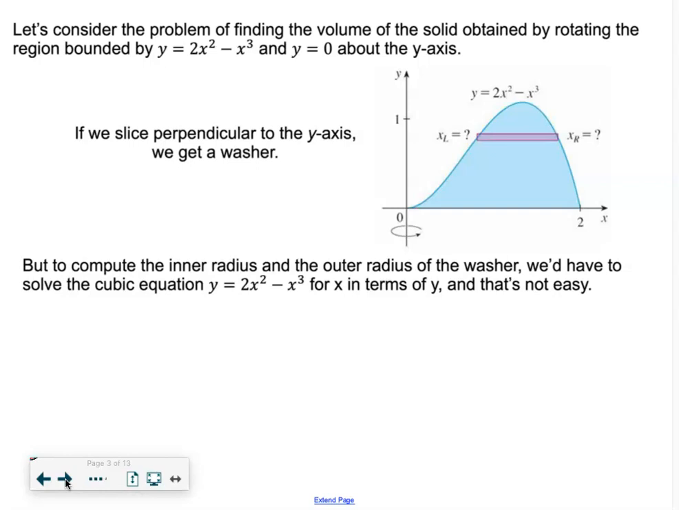If we were to spin this about the y-axis, what method would we use? Washer, because you got space, right? Would it be a dx or a dy? Dy. So here's the problem. If we spin it about the y-axis, where it has to be a dy, that means we have to solve this for x.